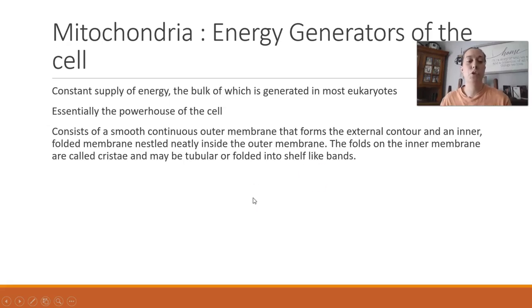All right, on to mitochondria. When we talk about mitochondria, we're talking about the energy generators of the cell. They produce the ATP, or the energy, obviously. It is generated in most eukaryotes. It's the powerhouse of the cell, like we've learned in other science classes. It consists of a smooth, continuous outer membrane that forms the external contour and an inner folded membrane nestled neatly inside the outer membrane. The folds on the inner membrane are called cristae, and they may be tubular or folded into shelf-like bands.